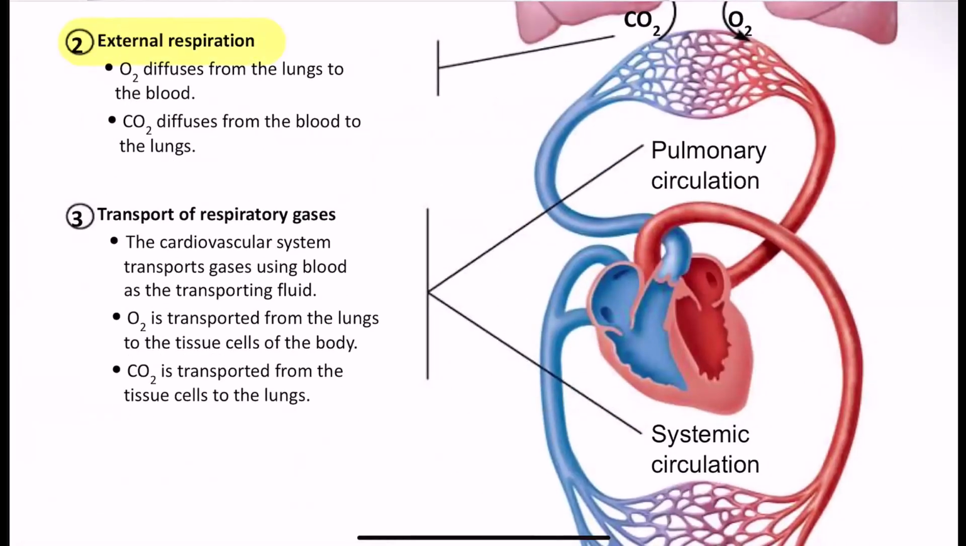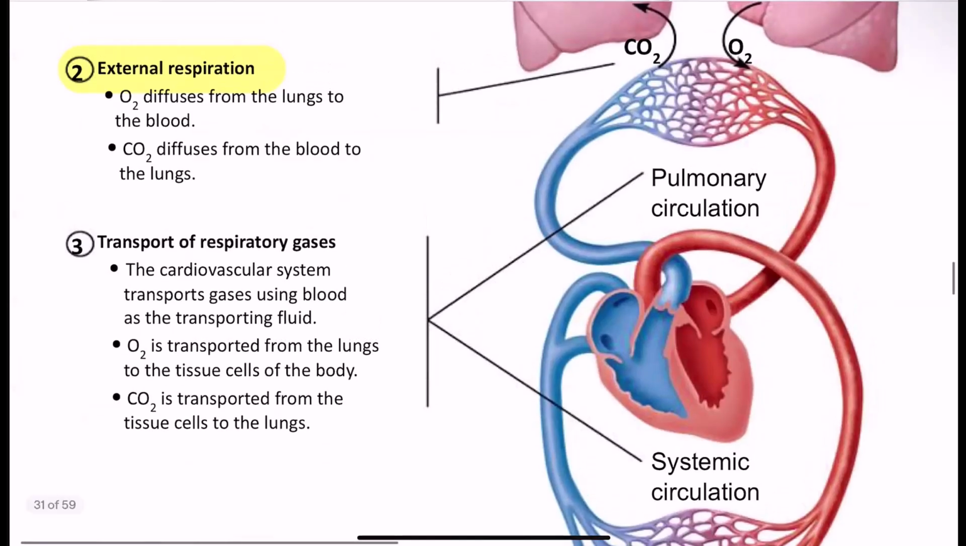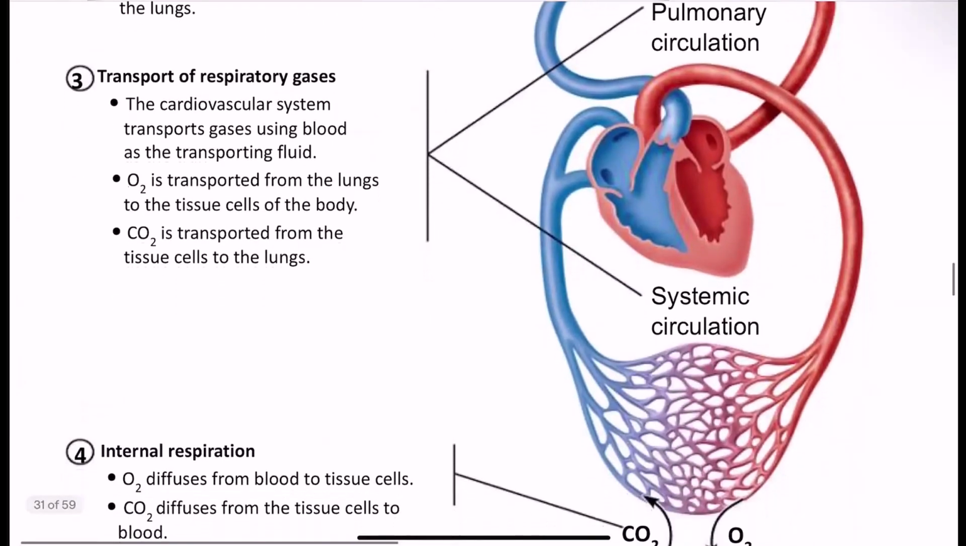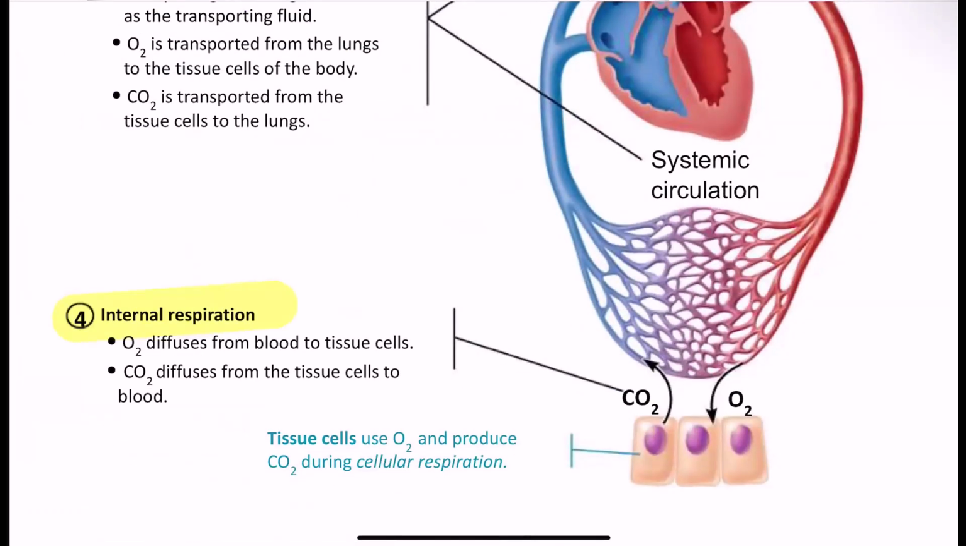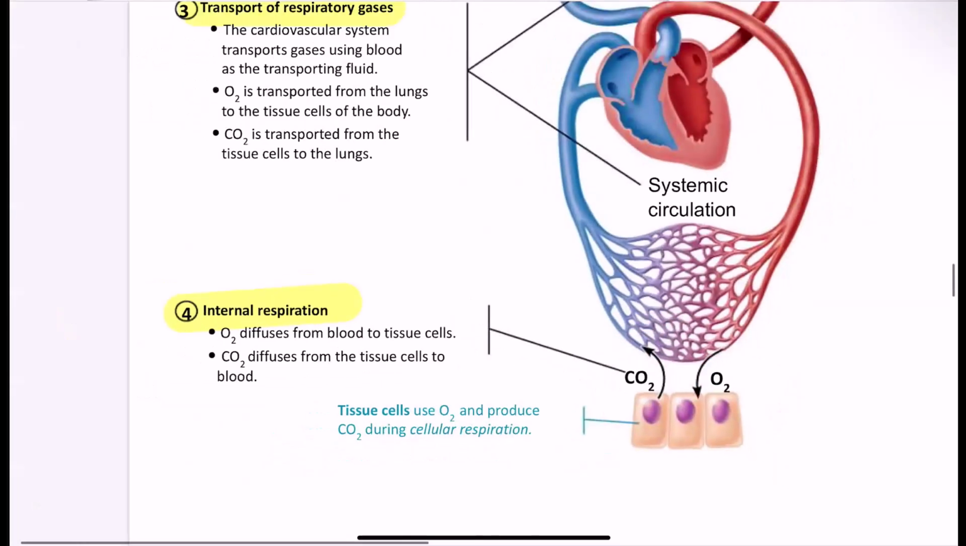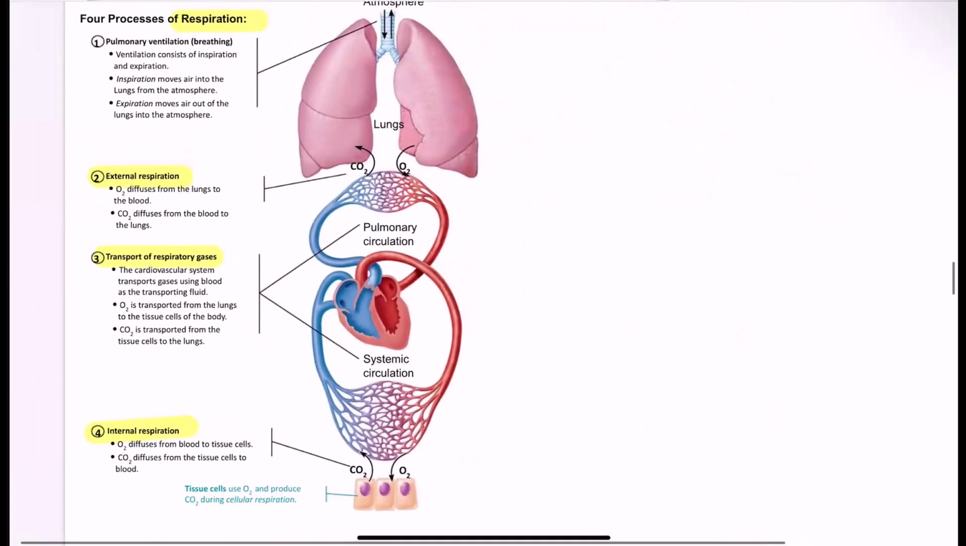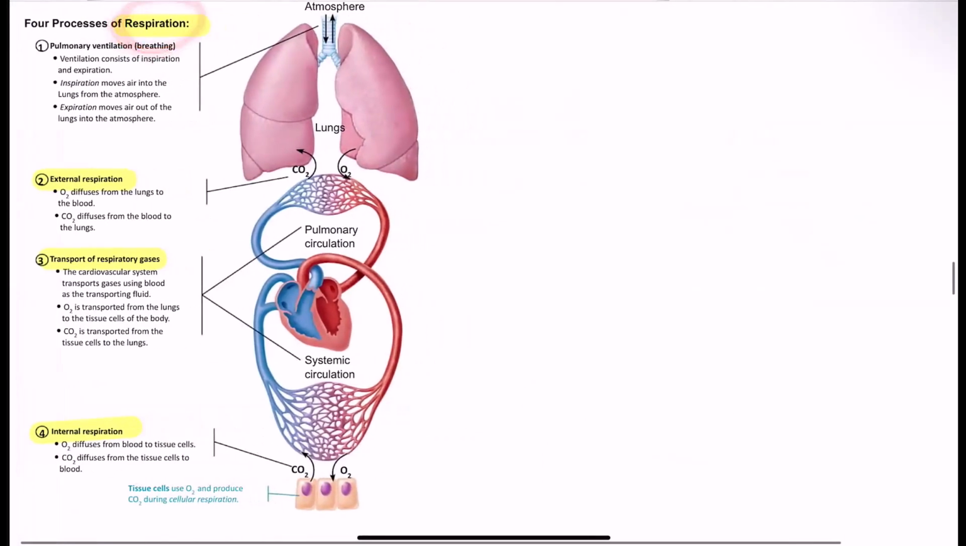So we'll talk about external respiration, which is the exchange of oxygen and carbon dioxide within the lungs at the level of the alveolus. We'll talk about transport of respiratory gases, and then we'll also talk about internal respiration, which is just the dropping off of oxygen to the tissues and getting rid of CO2. And as a reminder, the goal of the process of respiration is to deliver oxygen to the tissues and get rid of CO2. That's the big goal there.